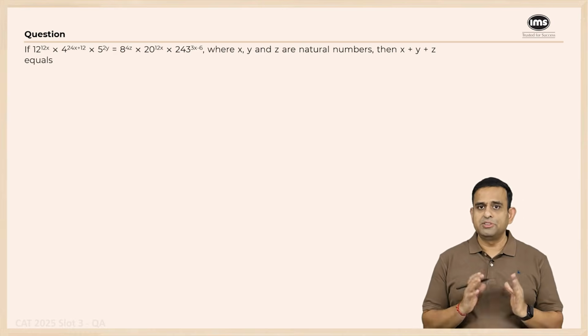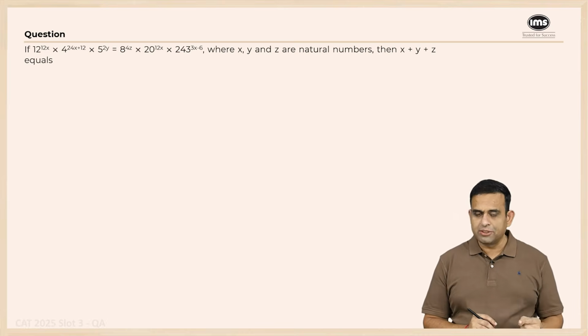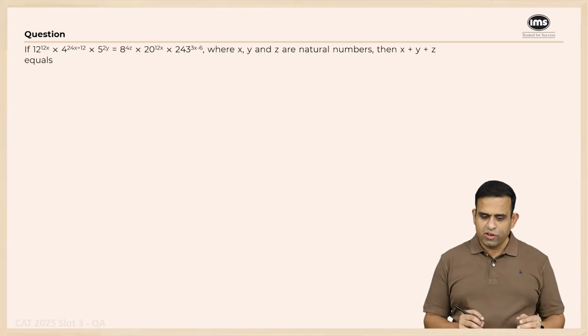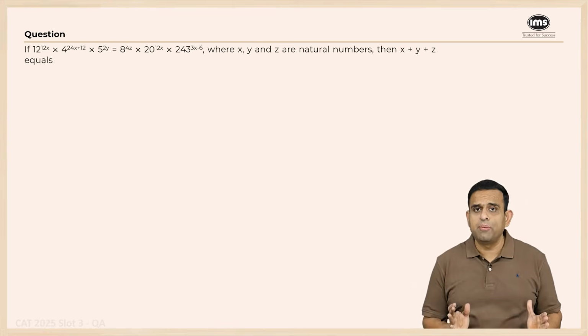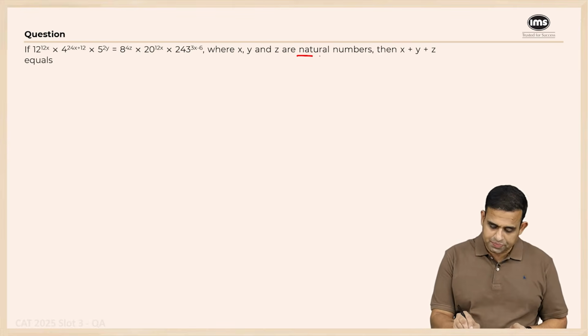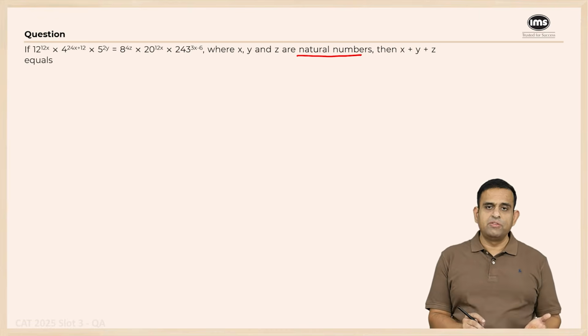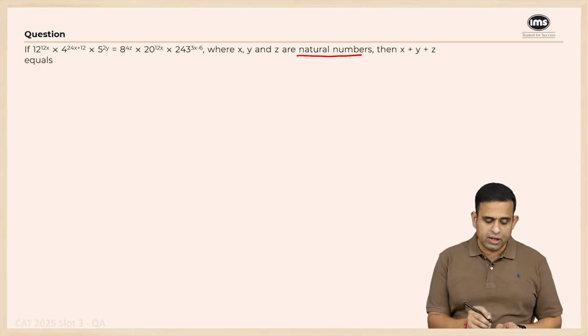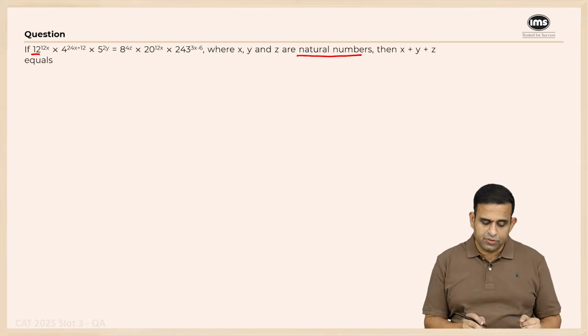The next sum happens to be a straightforward one. If I read the sum, it gives you 12 power 12x into 4 raised to 12x plus 12 times 5 power 2y is equal to 8 power 4z into 20 power 12x into 243 power 3x minus 6, where x, y, z are natural numbers. They are positive integers. The objective is to find the value of x plus y plus z. So one thing, if you observe both the left hand side and the RHS, the number 12 I can write as some powers of 2 and powers of 3.